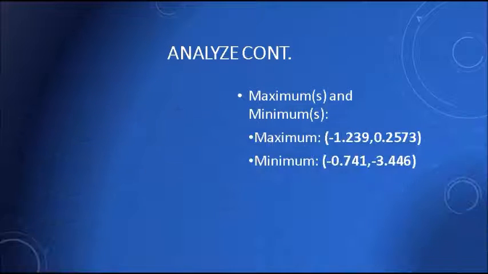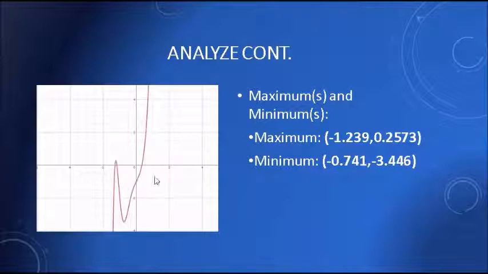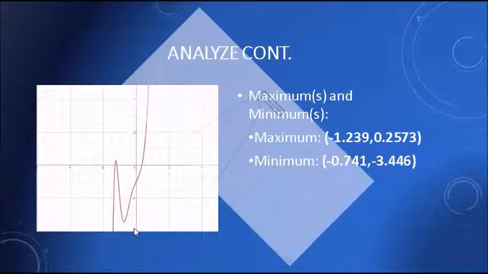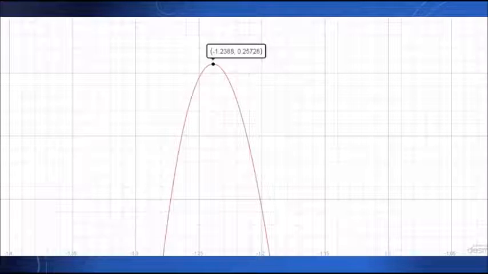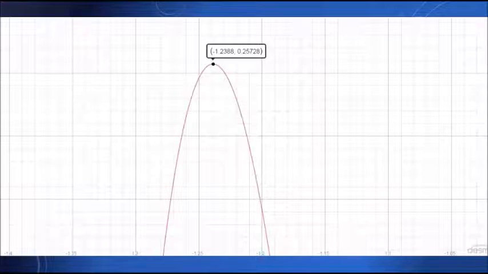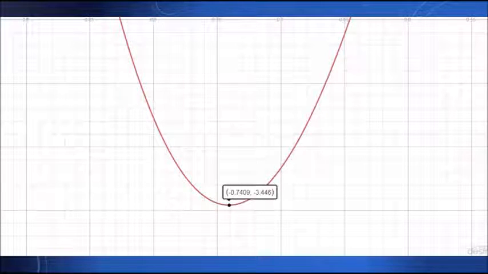And for the maximums and minimums, I only had one maximum and one minimum, which is where the graph takes a turn. For the maximum, I found it at (-1.2388, 0.25728). And for the minimum, I found it at (-0.7409, -3.446).